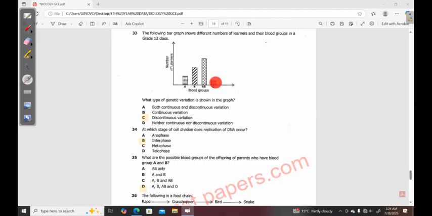So the correct answer here is discontinuous variation, because it's a presence of distinct or separate, non-overlapping groups. So each one is on their own. Those with blood group A, those with B, they're all separate. They're not overlapping. There's nothing like one having both A and B at the same time, or A and O, or A and AB. It's just one particular type. That's why it's called discontinuous variation.